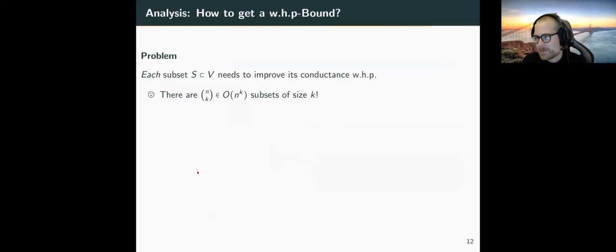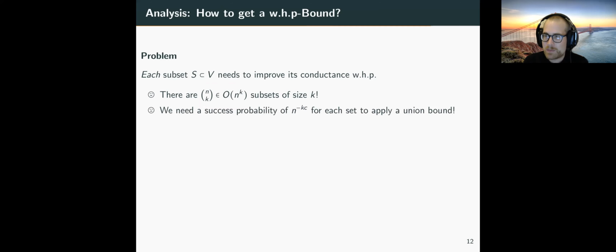And the classical way of counting the subsets of a graph would be via the binomial coefficient. So we say the number of subsets of size k is roughly n to the power of k. However, if we would use that in our union bound, this would mean that we need to show that the probability that a set does not grow is smaller than n to the power of minus k times c. So it needs to depend on all the nodes in that set, which is not true. Because if you have a big set with many nodes, but only few outgoing edges, the expectation will only be concentrated around these outgoing edges and not all the nodes.